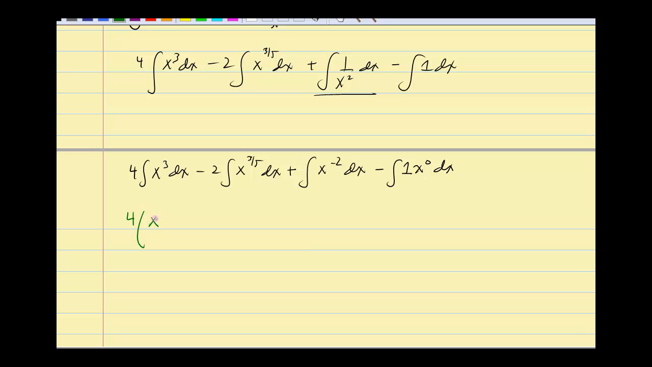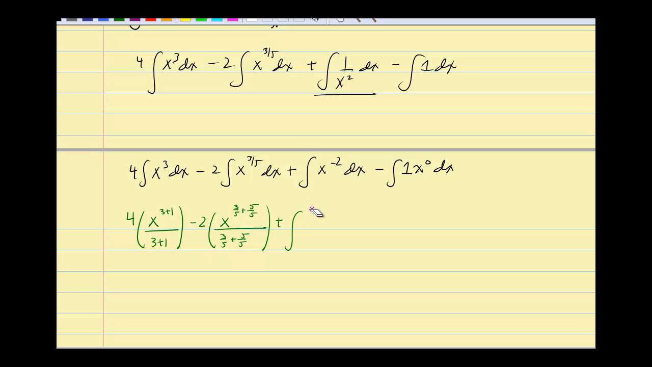Now remember, my power rule that I want to use here is to add 1, so I have 3 plus 1 divided by 3 plus 1. So 3 plus 1 is my exponent, it's also my denominator. Minus 2, x to the 3/5 plus 1, but 1 in this case I'm going to rewrite as 5/5 because that'll allow me to add my fractions easier.